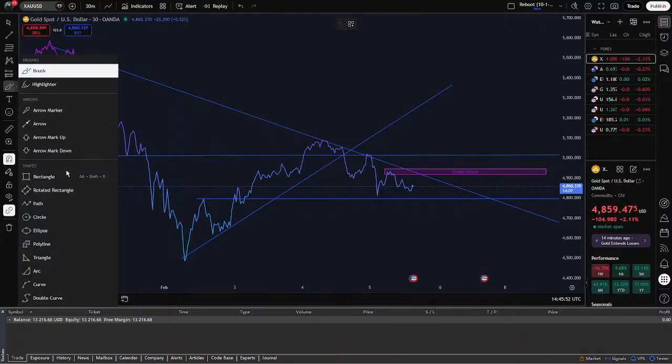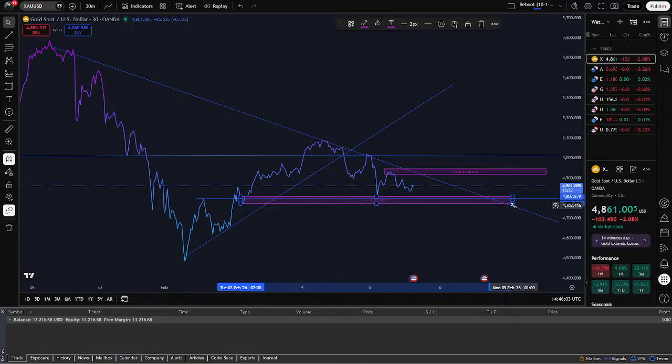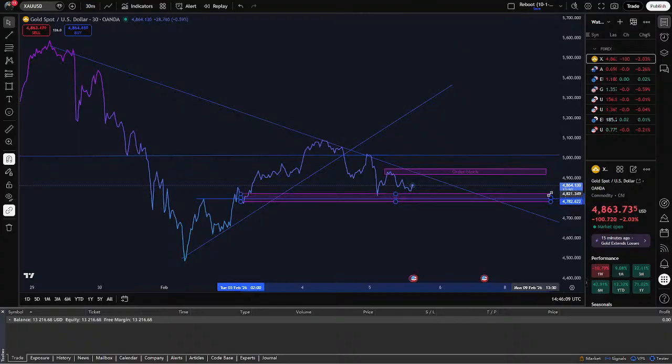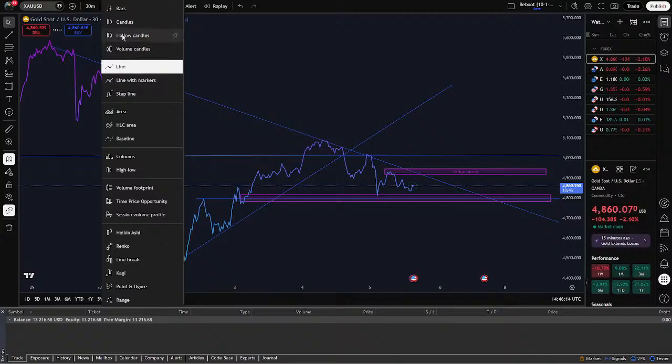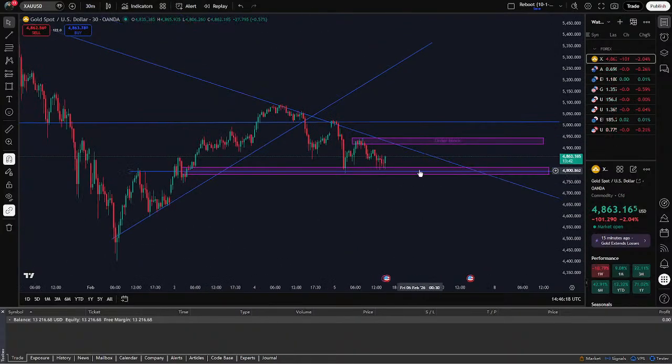Let me check this. Change back to candlestick. So this is where the potential sells are going to be.